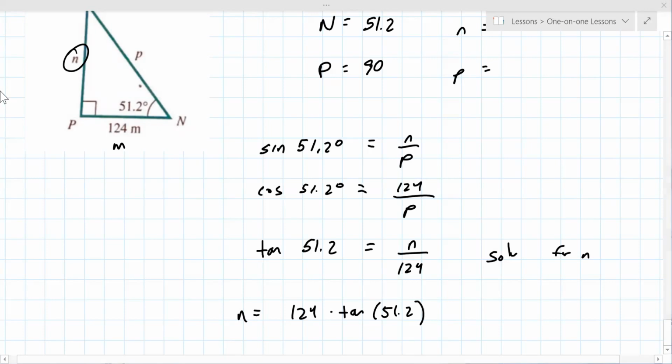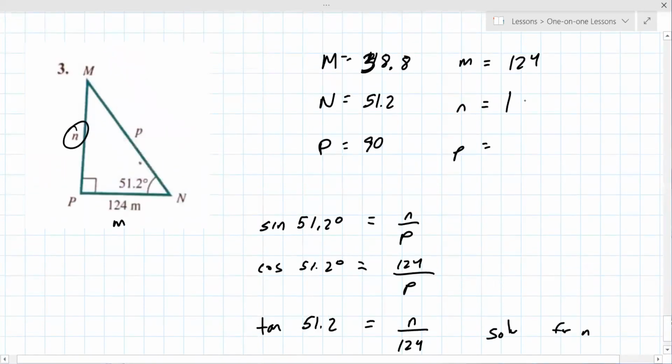So you want to grab your calculator. This one's pretty intensive with calculations. 51.2. Okay. So that's 154.2. Not degrees, just 154.2. Do we plug that in? That is n.